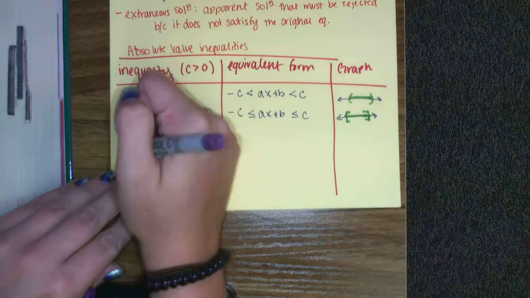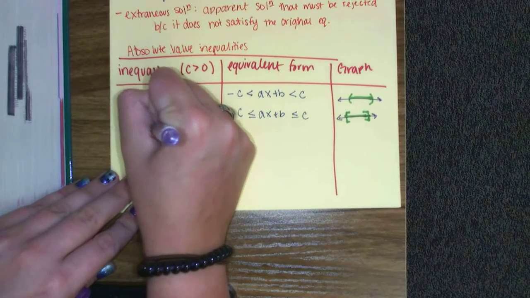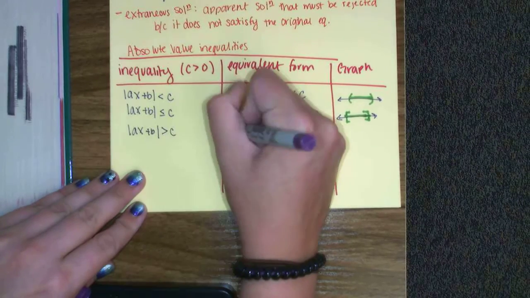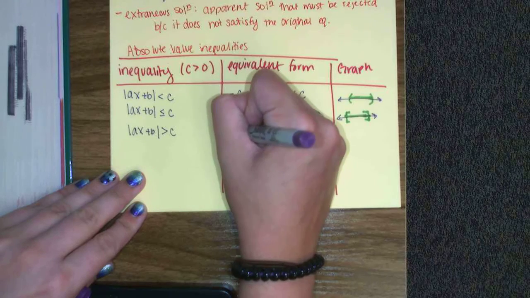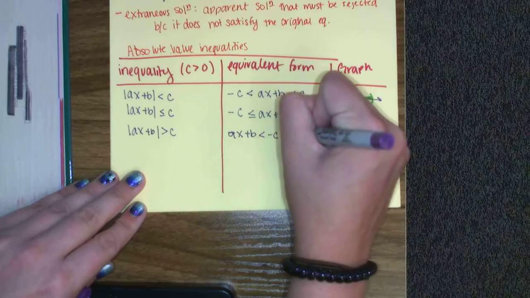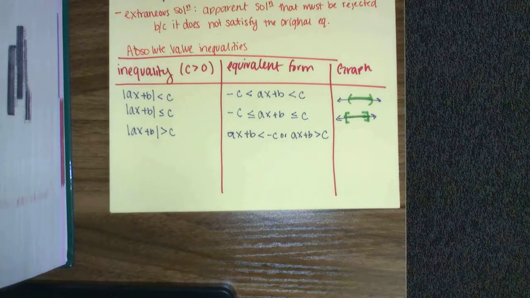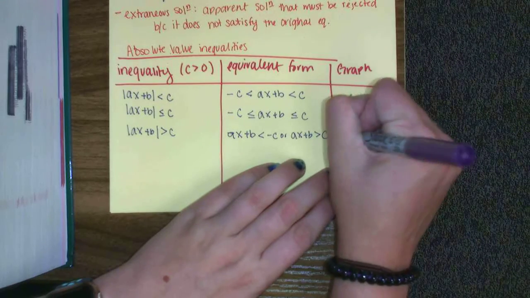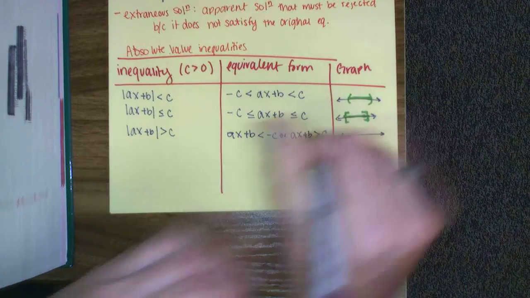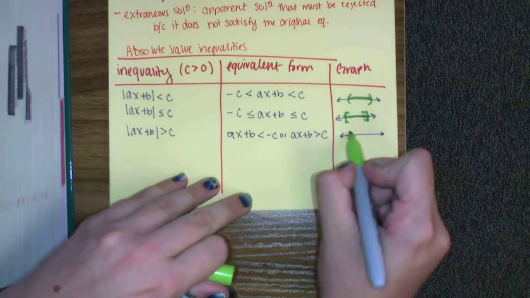And then the next two are going to be the OR type. So we have ax plus b is greater than c. So ax plus b is less than negative c, or ax plus b is greater than c. So this is going to look like the OR type with parentheses pointing out.